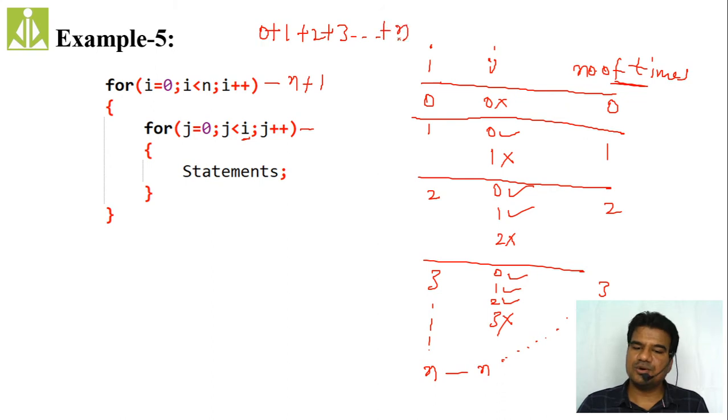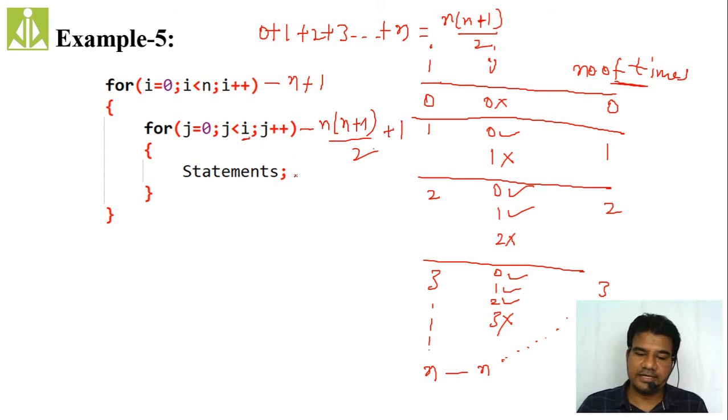So 0 to n or 1 to n, in order to add all the natural numbers 1 to n, we have a formula, isn't it? n into n plus 1 divided by 2. This is our formula to add n natural numbers. So I will put that over here. The internal loop gets executed n into n plus 1 divided by 2 times. So this outer statement gets executed one extra time, and this internal statement gets executed n into n plus 1 divided by 2 number of times only.